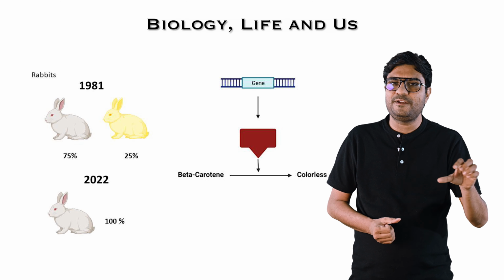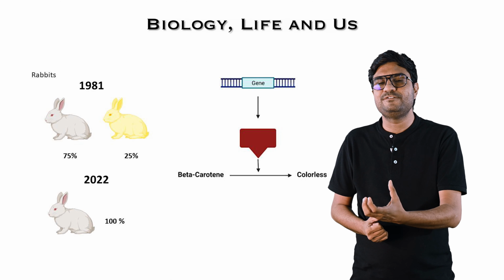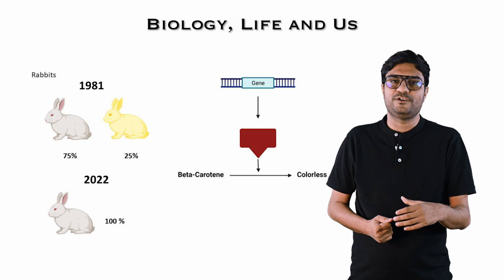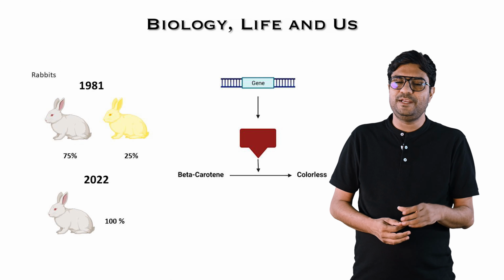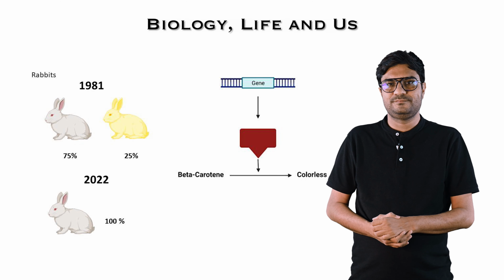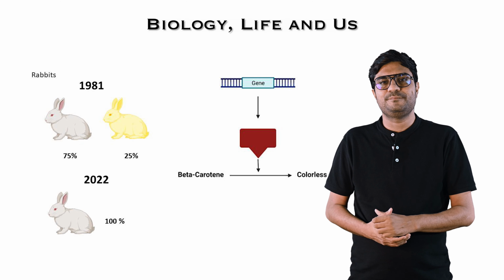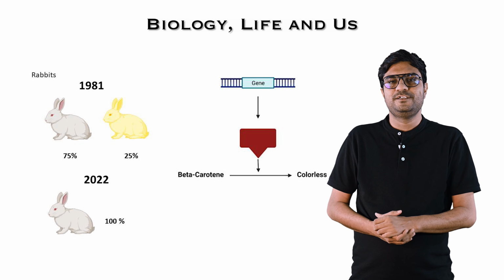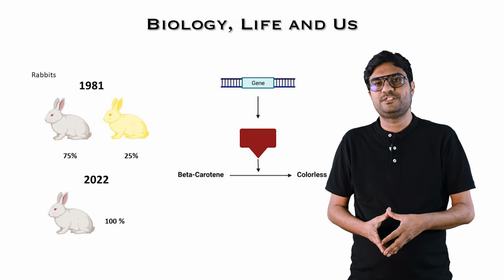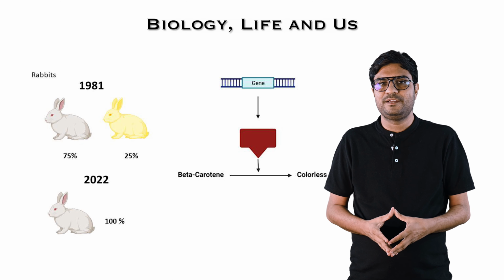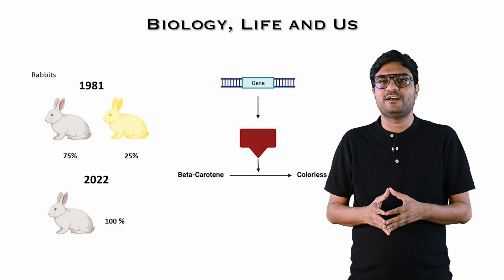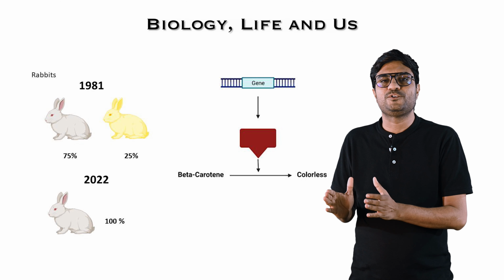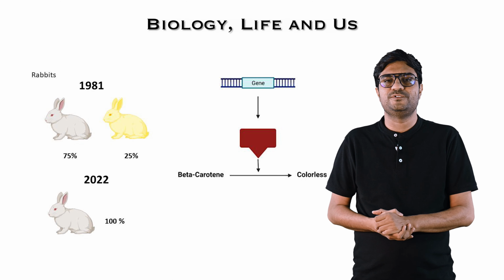So, in 75% rabbits which are having active gene product, beta carotene is not there, so the colorless compound is not there. In the remaining 25% rabbits also, since they are eating biscuit, beta carotene is not there. So, there will be no deposition of beta carotene in the skin of the rabbit, and the rabbits will still be white. So, we are getting 100% white coat color phenotype in 2022.